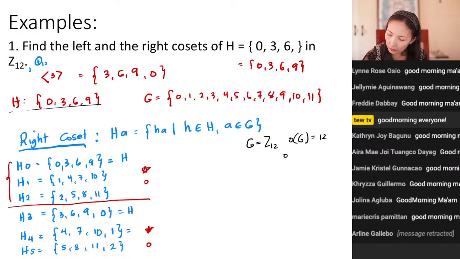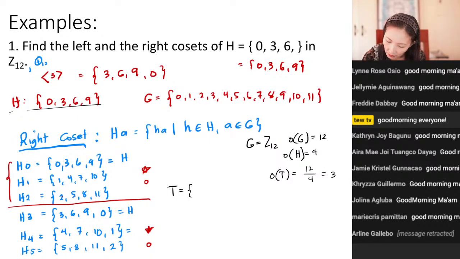Okay, the order of H is equal to 4. So if I divide, order of T will be equal to 12 over 4. But what is 12 over 4? 3. So the quotient group T should consist of 3 elements. And what are they? Tingnan natin. Ayan, si H: H, H1, and H2. This is another example of a quotient group.